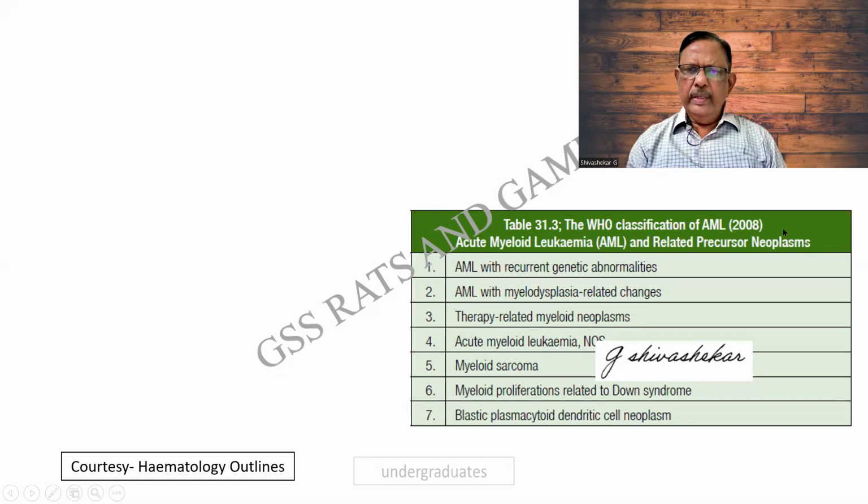So in this one, AML classification. AML with recurrent genetic abnormalities, with myelodysplasia, therapy-related AML, not otherwise specified, myeloid sarcoma, that is scleroma, myeloid proliferations in Down syndrome, and blastic plasmacytoid dendritic cell neoplasm. That is the WHO classification. Kindly write this also and you score additional marks.